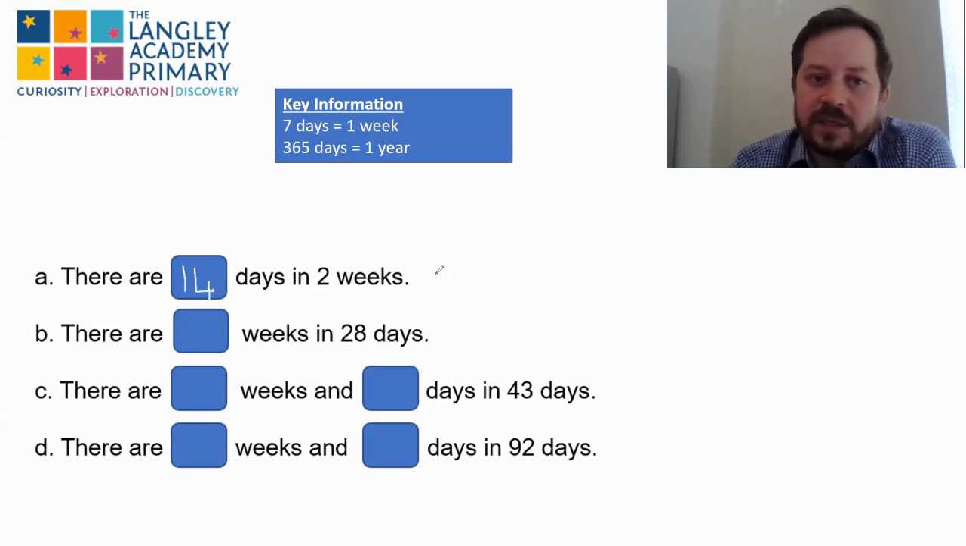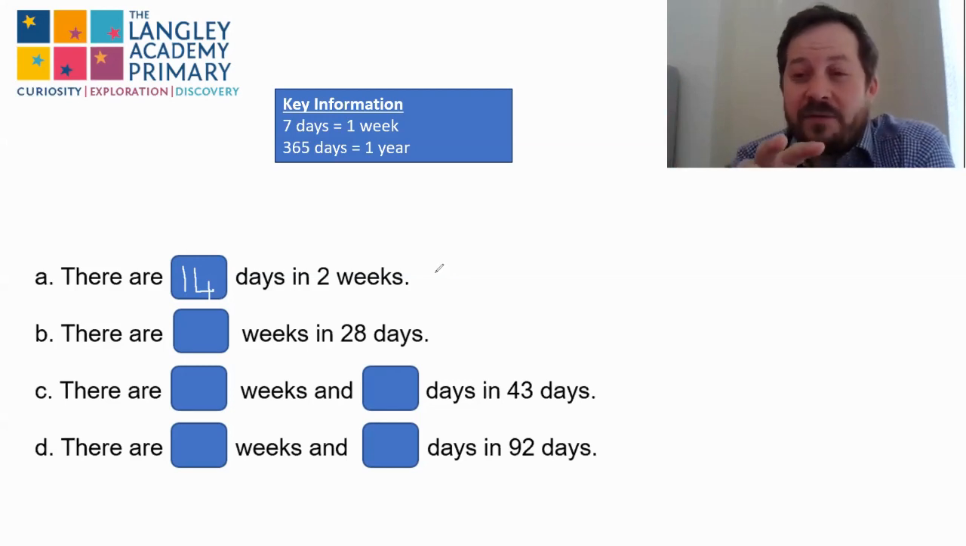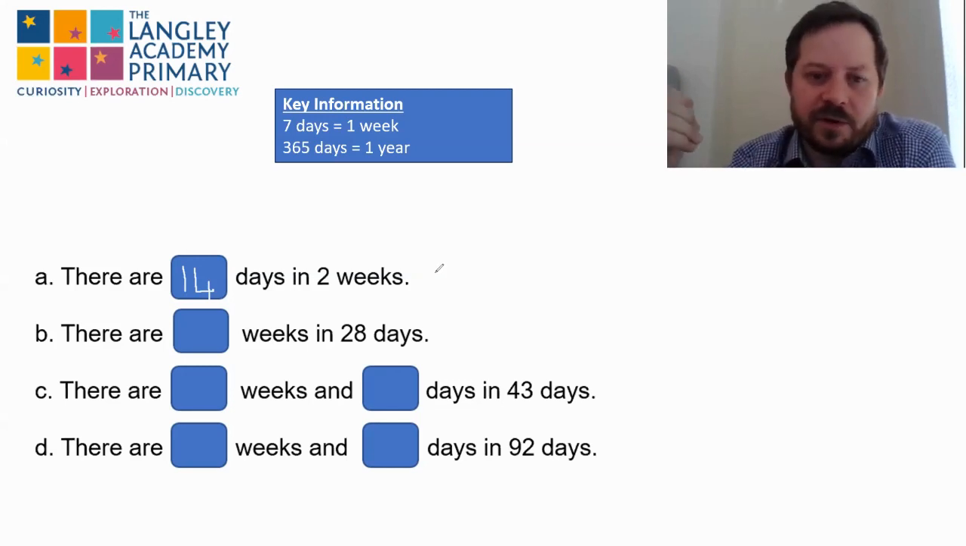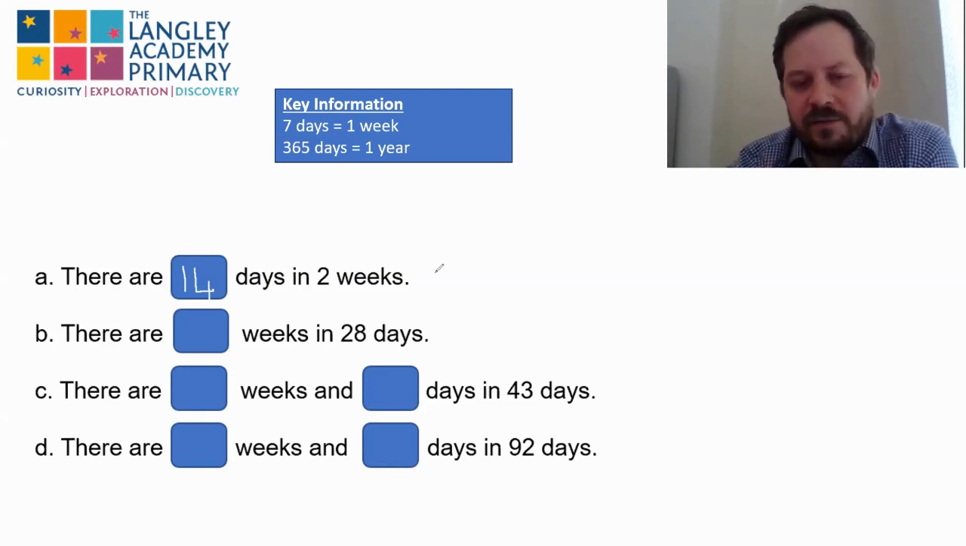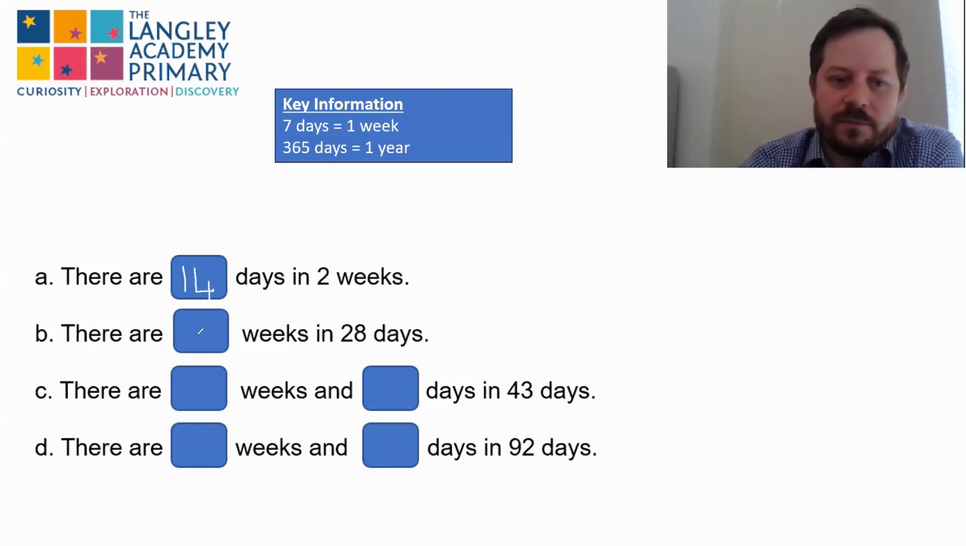Then it asks us there are how many weeks in 28 days? So what we're doing is we're doing the opposite. How many 7s can I fit into 28? So I divide 28 by 7. So 28 divided by 7 is 4.